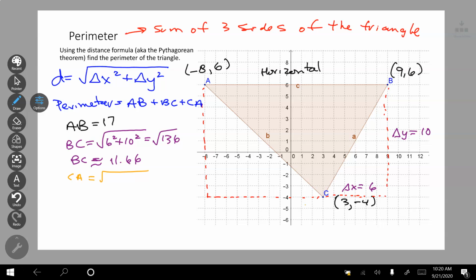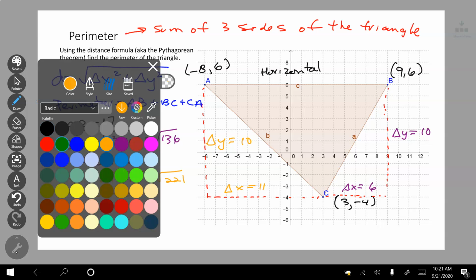I'm going to do the same thing with CA. It's going to equal the square root of, well, this delta x here, I counted my squares, and I get 11. And this delta y here, I counted my squares, I got 10. So I got 11 squared plus 10 squared is the square root of 221. So my CA is about 14.87.